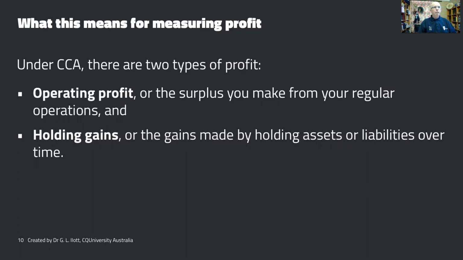So what does this mean? We become aware of two different kinds of profit. There's the traditional profit or the operating profit, which is the surplus you make when your earnings are surplus to your expenses during your regular trading, through your regular operations. But then we can also make profit through holding gains. In other words, gains made in the value of assets simply by holding them over time.